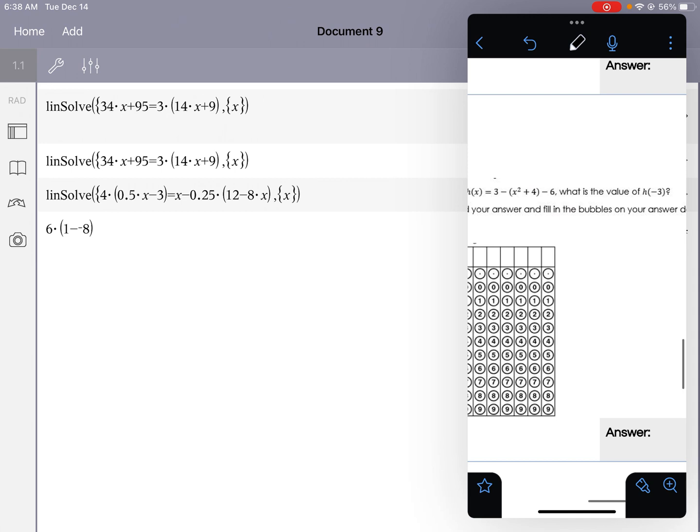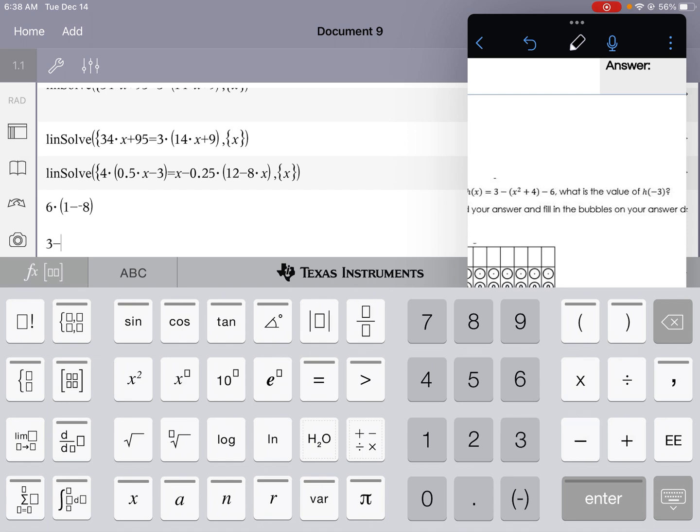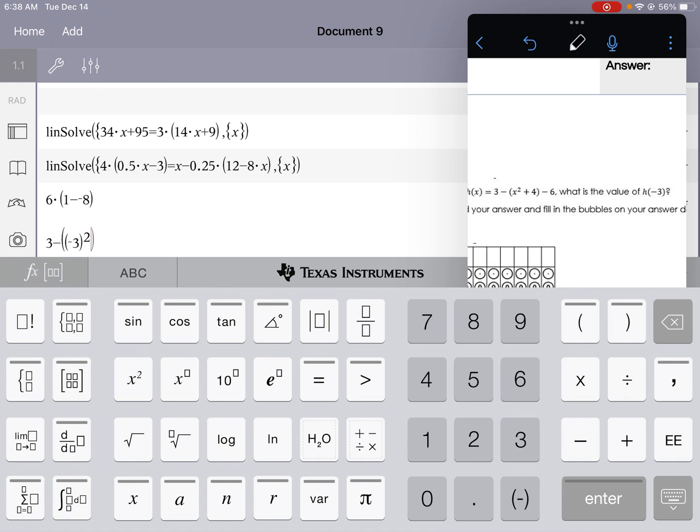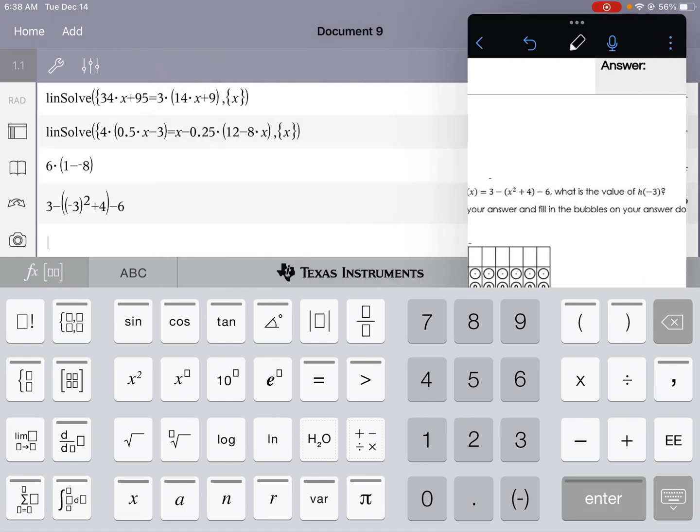Okay, looking at B, same concept, but we have h of x and we want to find h of -3. So I'm going to take that equation, change x to -3. You do need to make sure that anytime you are squaring a number, it goes in parentheses like that. So I have 3 minus, then my big set of parentheses, I put -3 in parentheses, squared it on the outside, plus 4 minus 6. When I do that, I get -16.